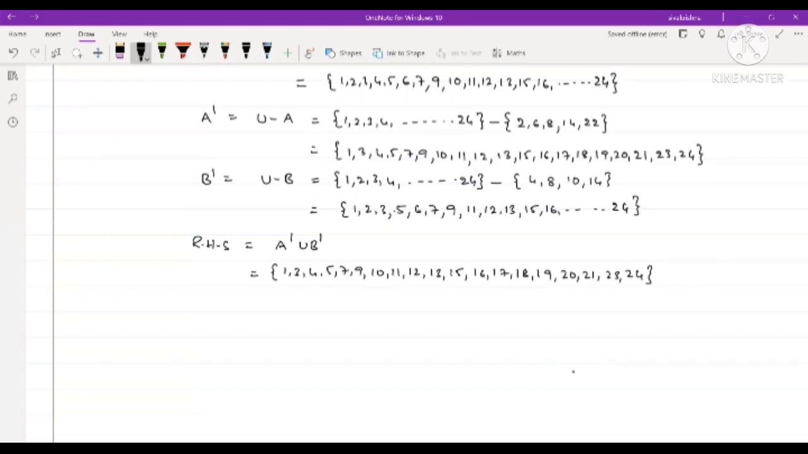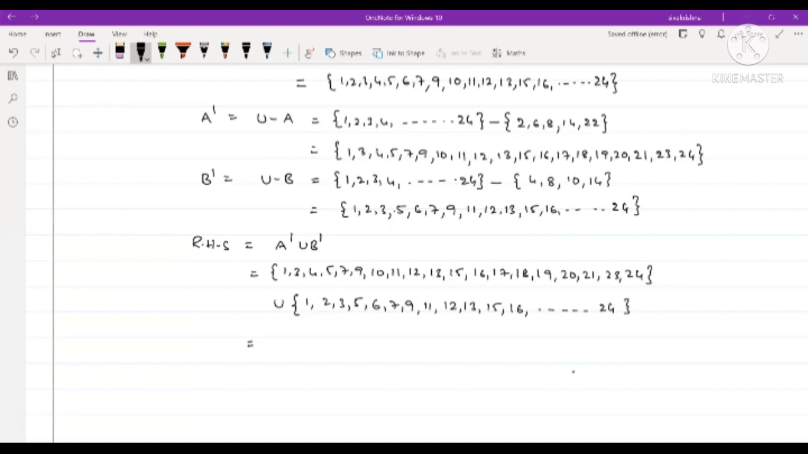Union, I am writing B dash. B dash is 1, 2, 3, 5, 6, 7, 9, 11, 12, 13, 15, 16 and so on up to 24. Okay, so this is the set B complement. Whenever we have to union two sets, we write all the elements in both the sets, and those elements which are repeated twice are written only once in the union. That is the definition of union.